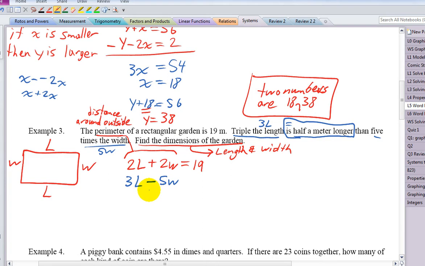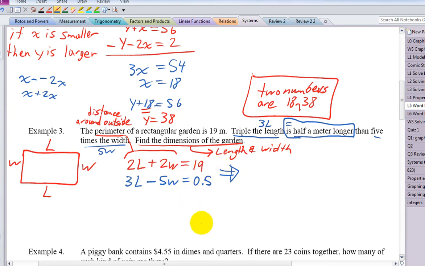So if you go 3 times L and minus 5W, what should it equal? Triple the length is half a meter longer than 5 times the width. So it should equal half a meter. All right. So let's do elimination here. Substitution would not work very well because we have coefficients in front of L and W. What should we multiply the top equation by?